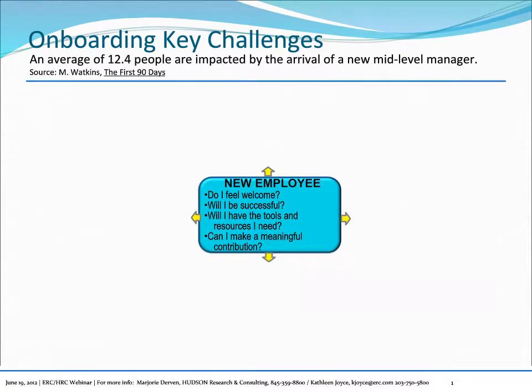Michael Watkins, who's done some really wonderful work in onboarding, the first 90 days, and several other books and Harvard Business Review articles, has estimated that over 12 people are impacted by the arrival of a mid-level manager. So it's not just an issue that's going to impact the new employee, it's really having a ripple effect throughout the organization. But starting with the new employee, some of the questions that individual is going to be asking are: Do I feel welcome? Will I be successful? Will I have the tools and resources that I need? And can I make a meaningful contribution in this organization?